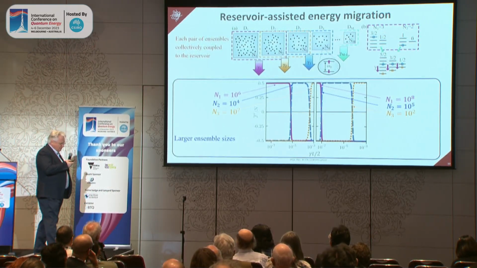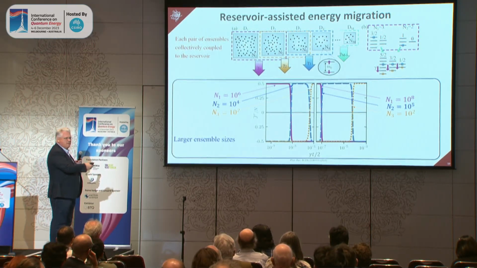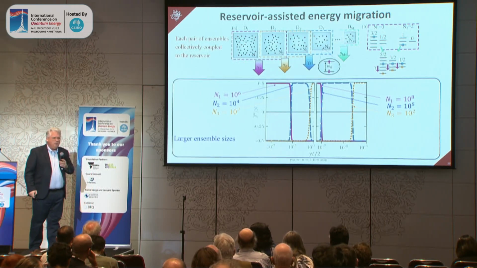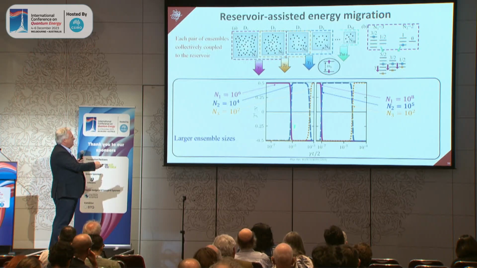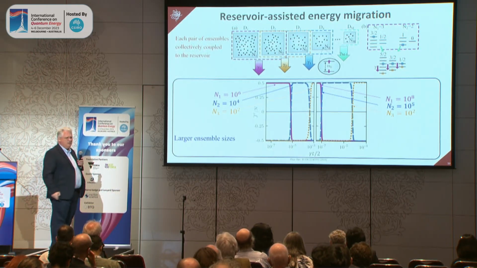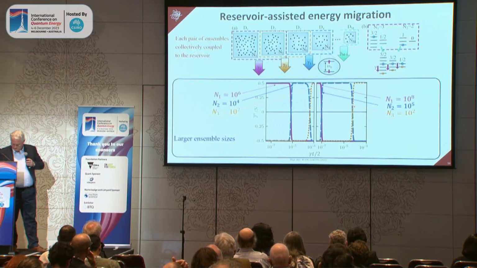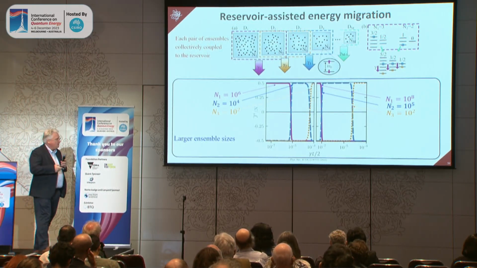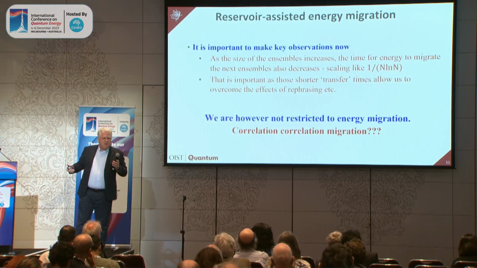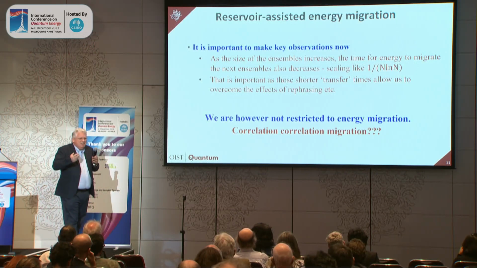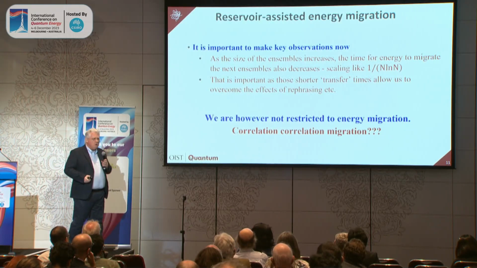But the key here is that suddenly what you notice is the timescales are getting very, very short. As the spin size goes up, previously we were around 0.1, here we're now at 10 to the minus 5, now at 10 to the minus 7. This is getting even faster. Is that all we can do? It's energy. It's not quantum energy. Sorry, James. That's just energy migration. Can we do something with quantum correlations?